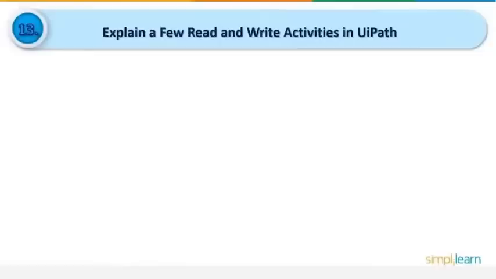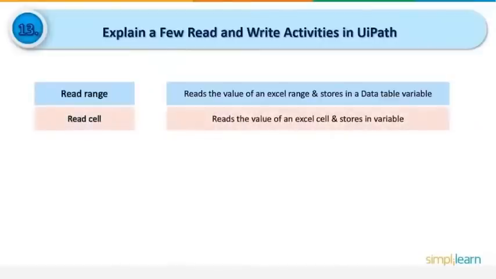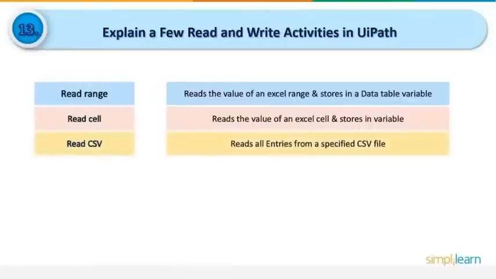Explain a few read and write activities. Read range. Read range reads the values of an Excel range and stores them in a data table variable. Read cell reads the values of an Excel cell and stores them in a variable. Read CSV reads all entries from a specified CSV file.